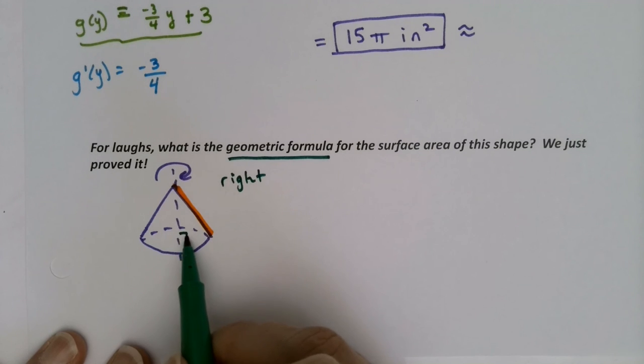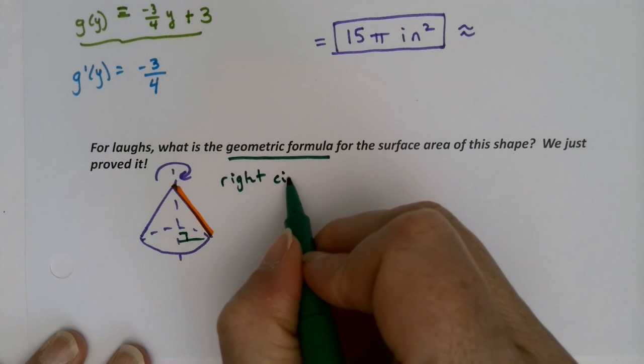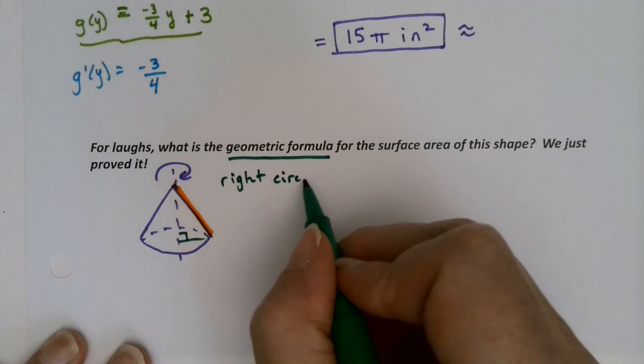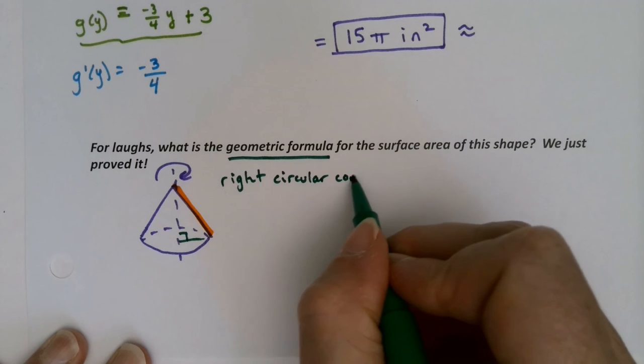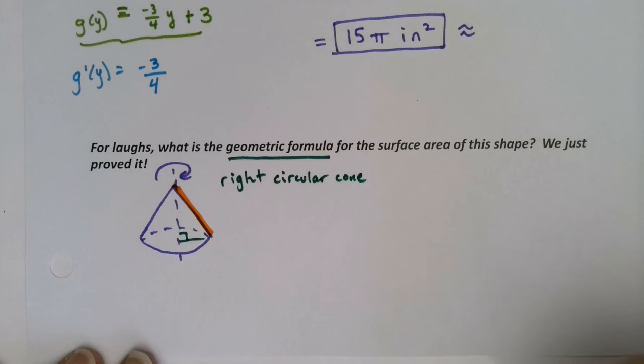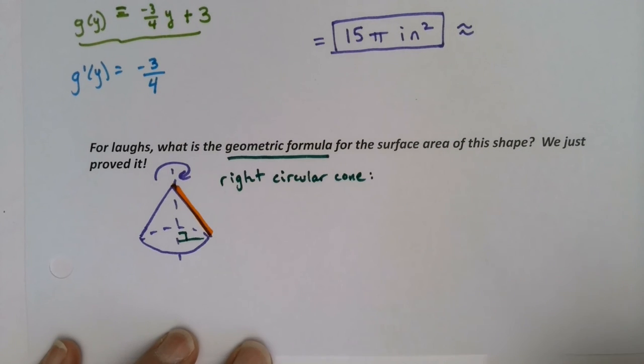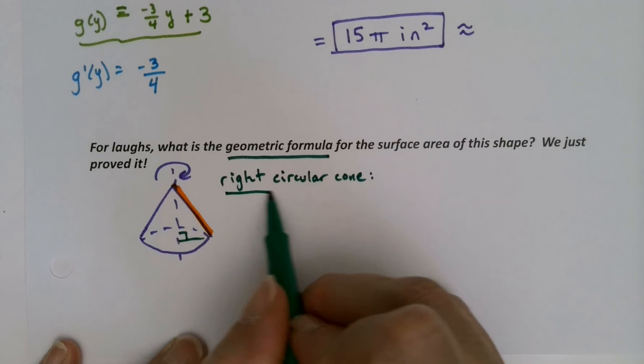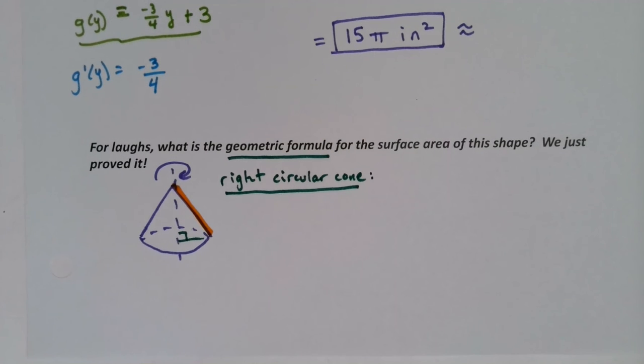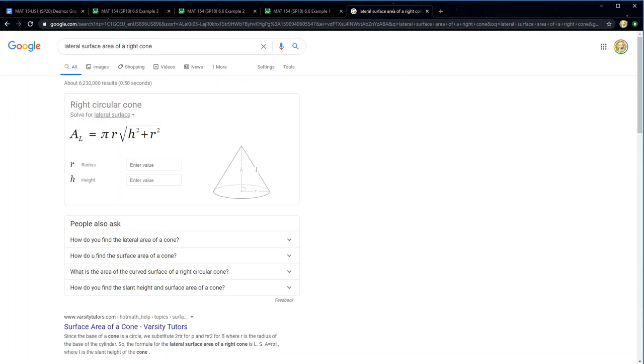Right, because it forms a right angle down here with the base. So it's a circular cone because it forms a circular base. And it's a cone because it's a cone, right? So these are the kind of cones we generally work with. We don't generally work with elliptical cones, for example. All right, so it's a right circular cone, and I am capable of finding Google, although I actually knew what this was anyway because I remember that from geometry class, but I'm a nerd.